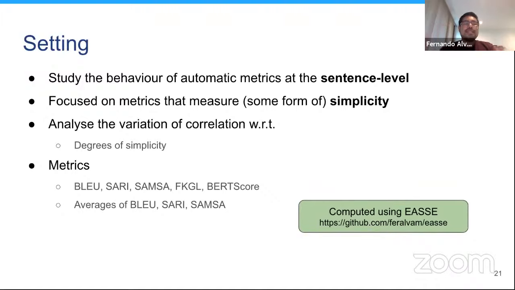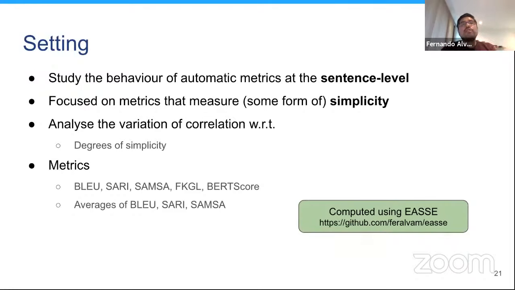Now, what is the setting that we want to evaluate here? We want to study the behavior of automatic metrics at the sentence level, not system level. One, because of the data that we have, which is judgments at the sentence level, and the size of the data that we have as well. And because we believe that it's more important for a metric to differentiate between the quality of two individual sentences rather than the complete system, which we know can be affected by outliers as well.